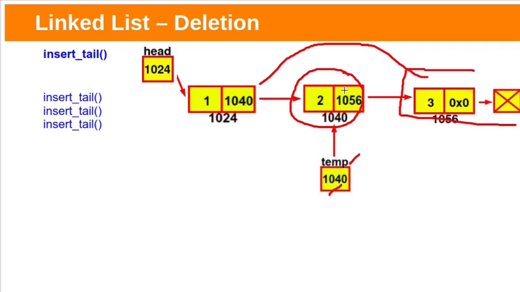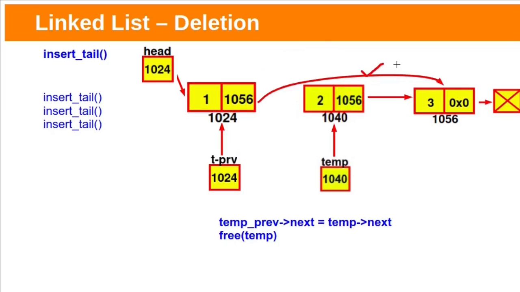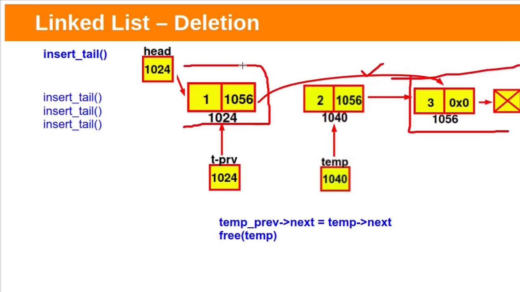How can we connect? We need to place this temp next address 1056 in this temp previous node's link. To point to this temp previous node, we will take one more pointer like this. This is the temp previous. Then within this temp previous next field, store the temp next value. Here 1056 will be added. So this link will be established to connect the left part to the right part of our linked list.